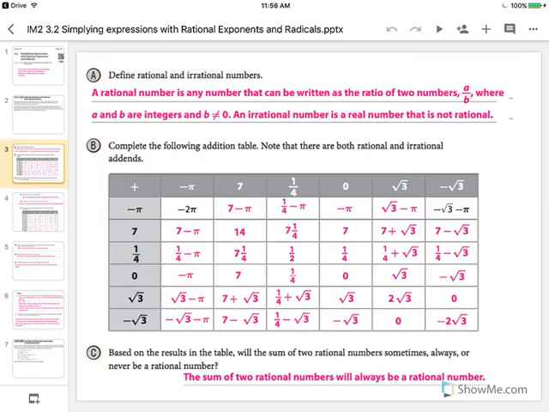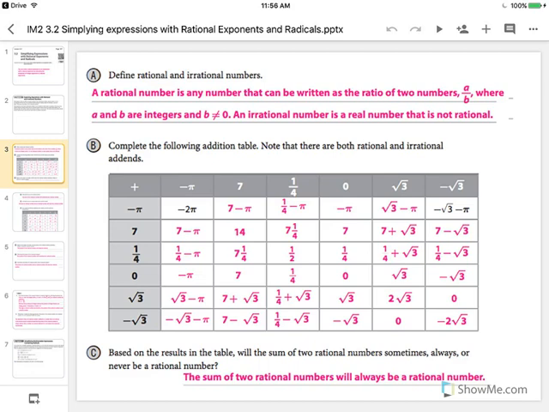Okay, so if we look at our example A, it said to define rational and irrational numbers. A rational number is any number that can be written as the ratio of two numbers, a divided by b, where a and b are integers and b cannot be 0. An irrational number is a real number that is not rational. Right? And for B, we have a table, the sum of irrational and rational numbers.